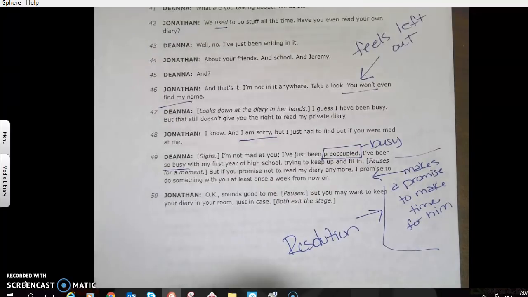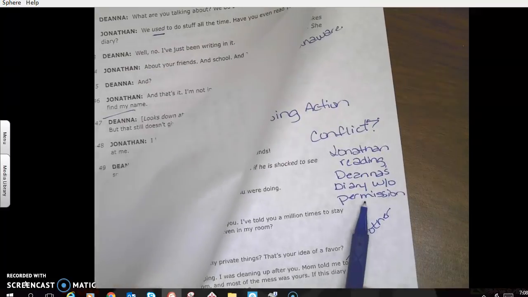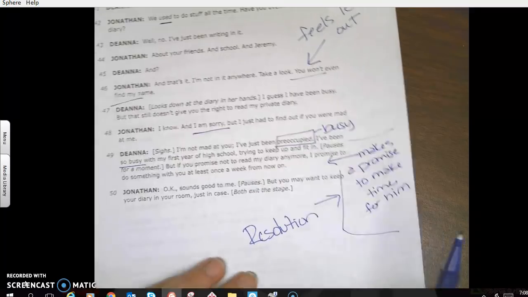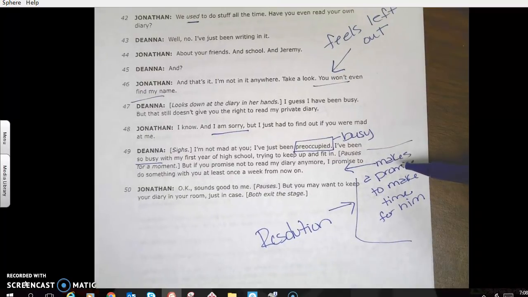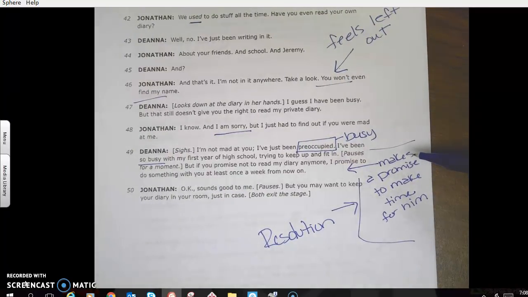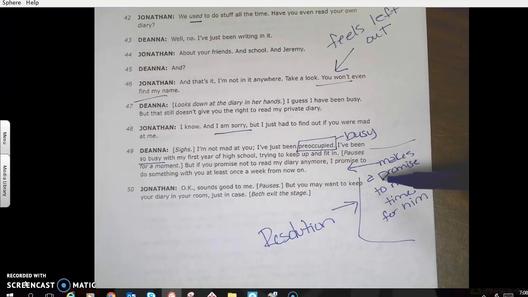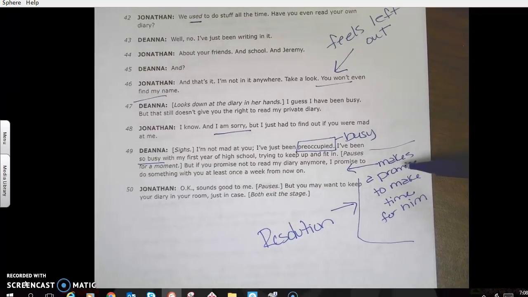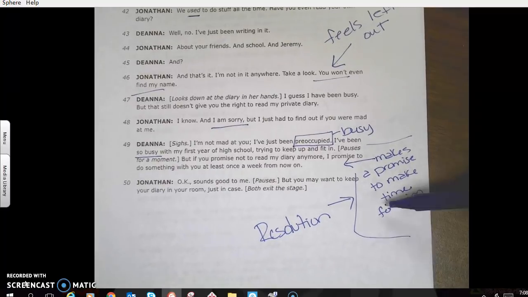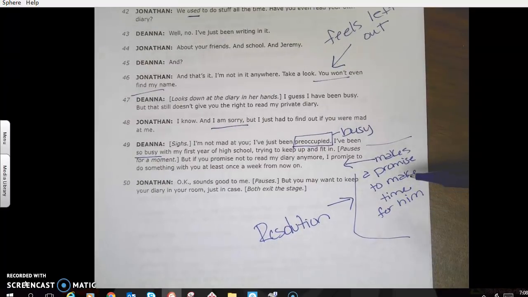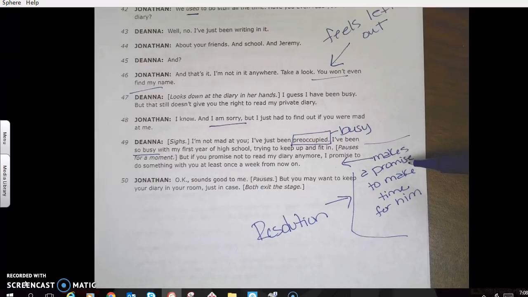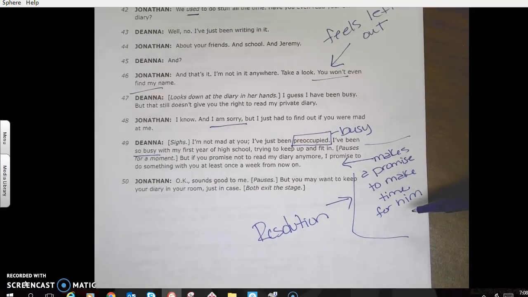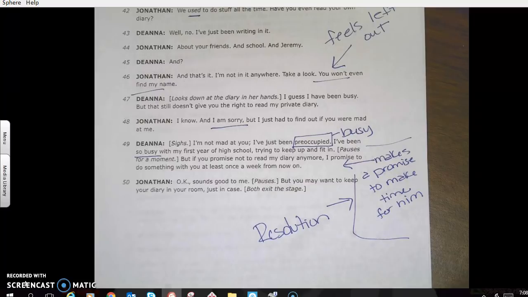Remember the conflict? Reading the diary without permission? Right here is the resolution. Remember, the conflict is the problem. The resolution, usually the problem is solved or somehow gets resolved. This is how it got resolved. He's not going to read her diary if she gives him time, if they spend time together. So this is the resolution, and it also resolves the conflict that he made a promise to her, and she made a promise to him.